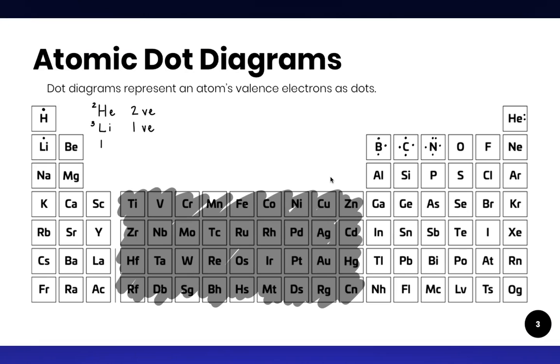Beryllium has 4 electrons total. How many valence electrons, and what does the dot diagram look like for beryllium? Okay, there are 2 valence electrons. And the dot diagram looks like this.